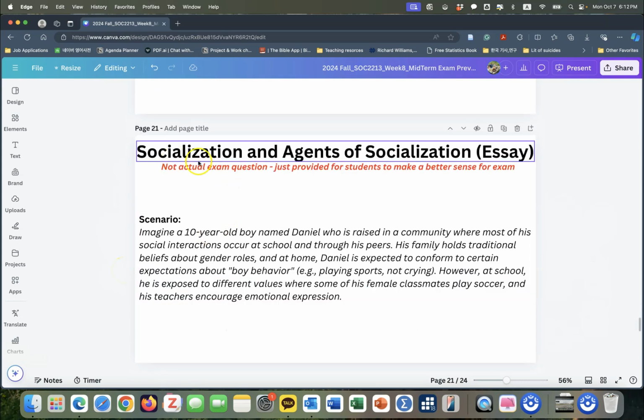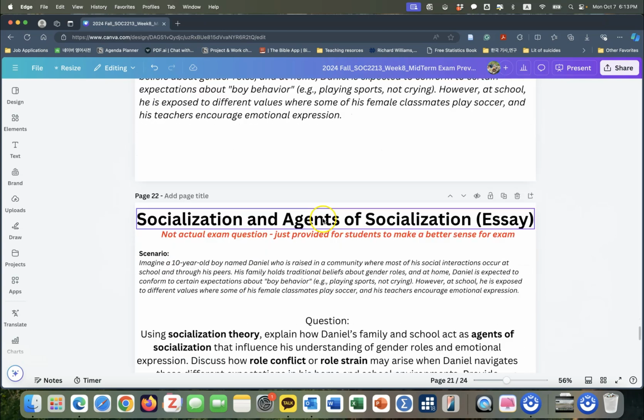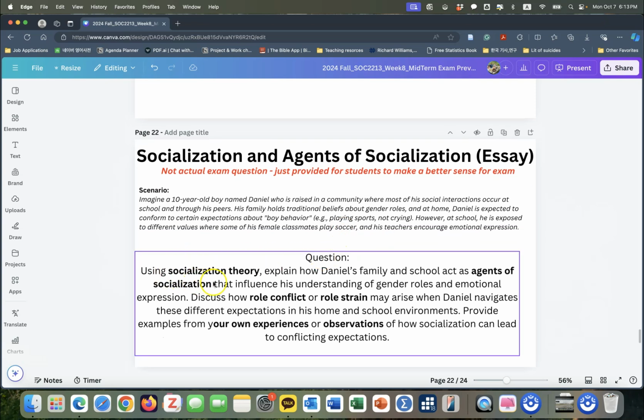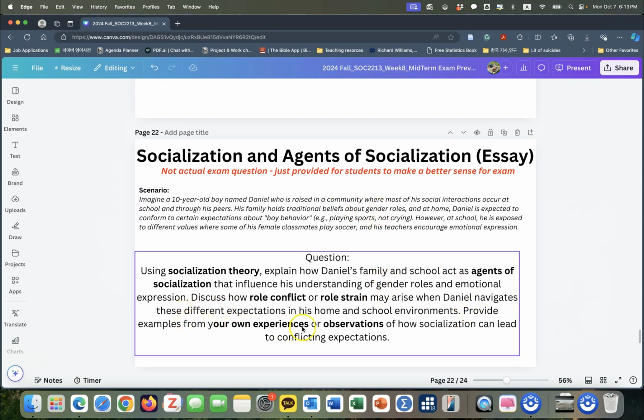Example question: socialization and agents of socialization. There will be a scenario provided, for example a 10-year-old boy named Daniel who is encountering some social issue. This is the scenario, and this is the question: using socialization theory, explain how Daniel's family and school act as agents of socialization, and discuss role conflict and role strain based on Daniel's context. After answering this part, provide examples again. So this is two parts: analyze the scenario and provide an example from your own experience and observations, which will be the full level of the answer.